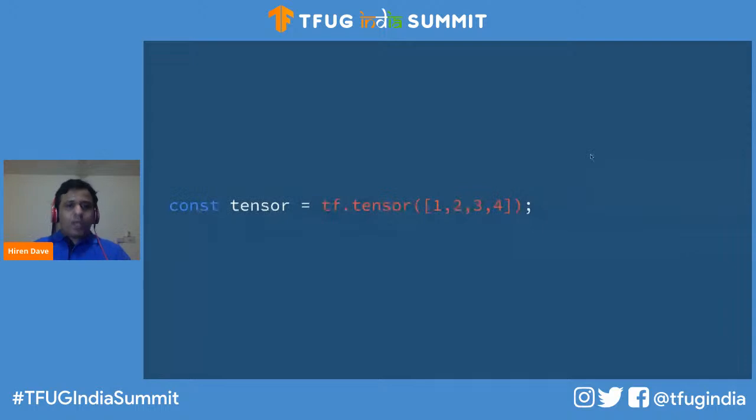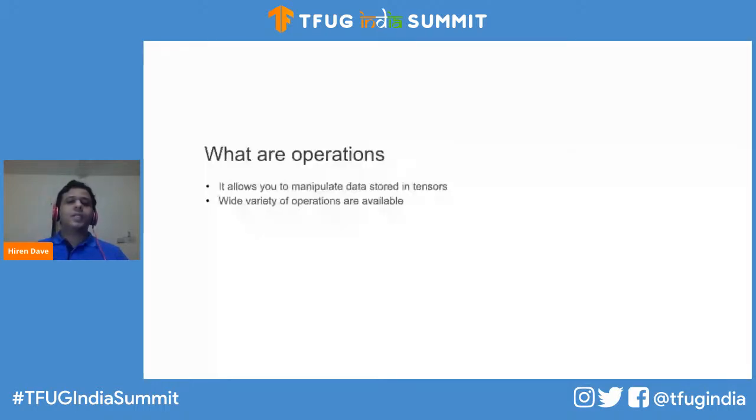Now let's understand what operations are. They allow you to manipulate the data stored in the tensors, and a wide variety of operations are available. One operation we have already seen: we have add and we have multiplication. Similarly, we have lots of operations using which you can manipulate the data stored in the tensors.